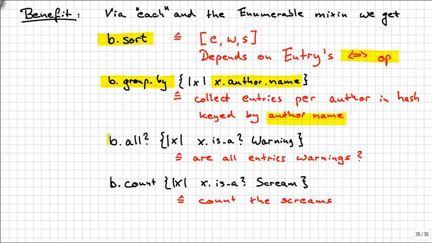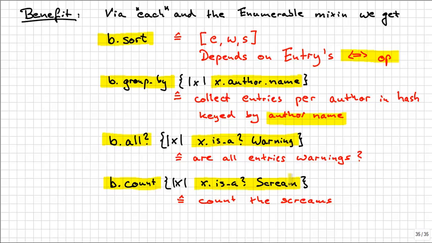There's also a method called all?, which allows us to test, for instance, whether all entries in our blog are warnings. And finally, as another example, we have the count method. It allows us to return or obtain the number of entries for which a particular predicate holds. And the predicate here says, is the entry a scream? So we would count here the number of entries in the block of class scream.